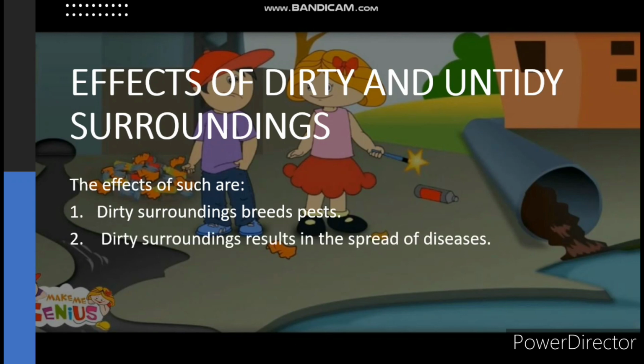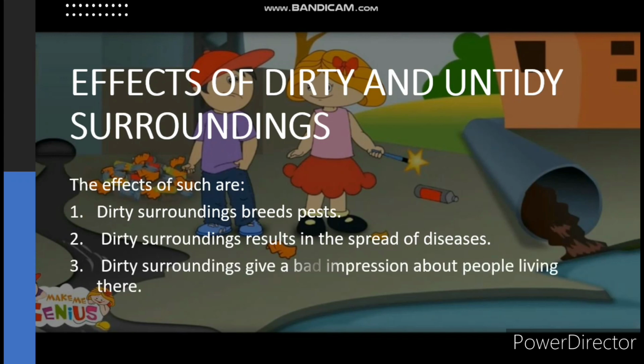Two, it results in the spread of disease. You can have cholera, you can have dysentery, you can have typhoid fever. It also gives a bad impression about people living there. Can you imagine? People coming to see you and they see your environment so dirty. What kind of impression are you giving to such people? That is to tell them that you are dirty. So that is another effect of dirty surroundings.